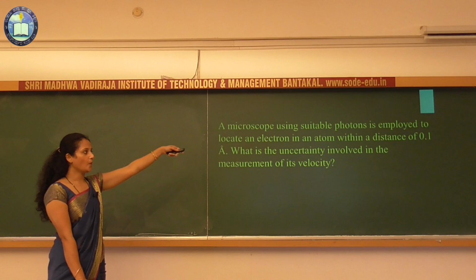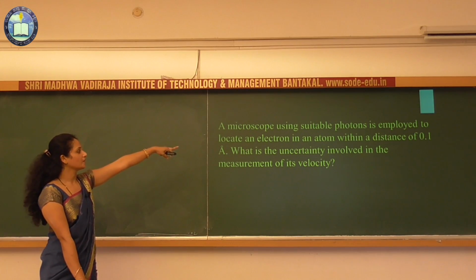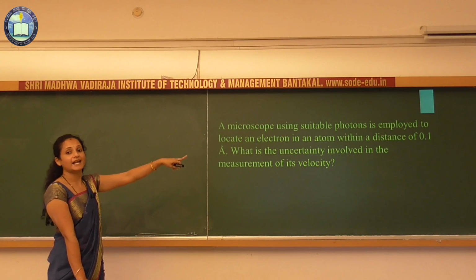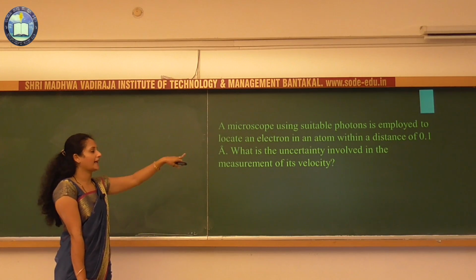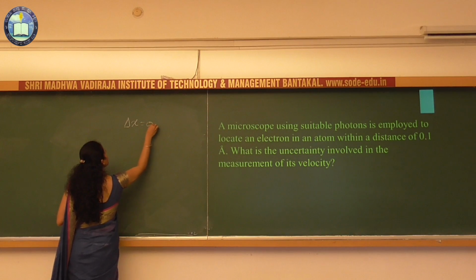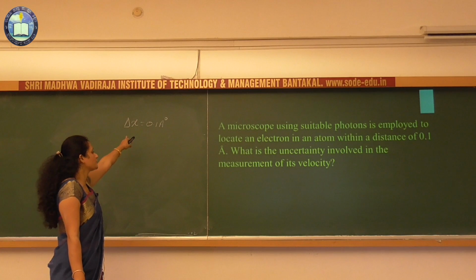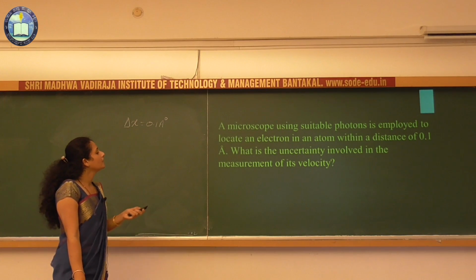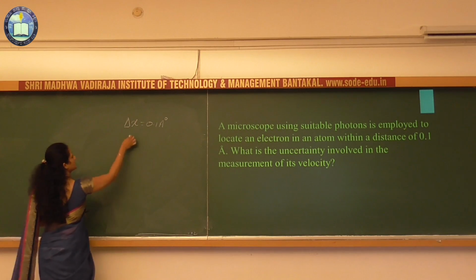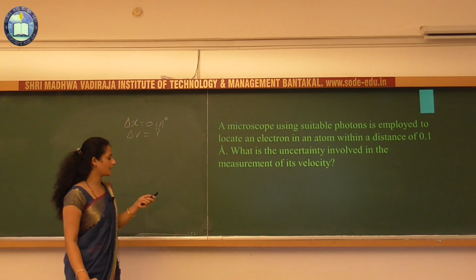Using a microscope, a photon is used to locate the electron in an atom within a distance of 0.1 angstrom. The delta x is given here as 0.1 angstrom. The uncertainty in position is 0.1 angstrom. What is the uncertainty involved in the measurement of its velocity? That means delta v is how much? This one you have to calculate.